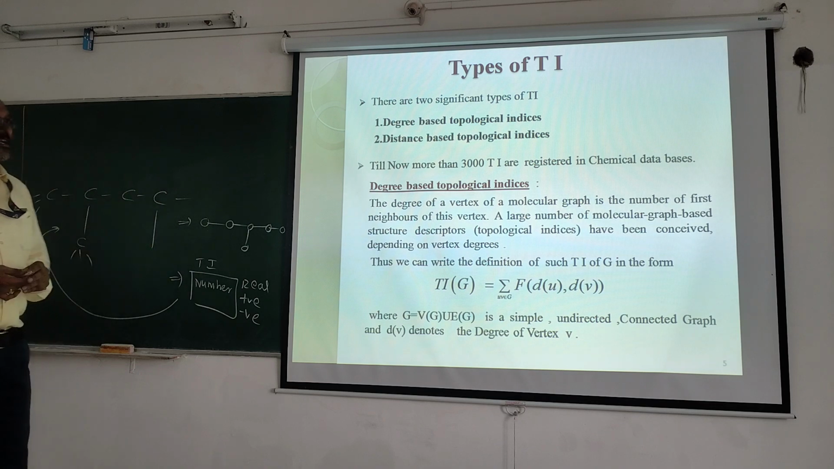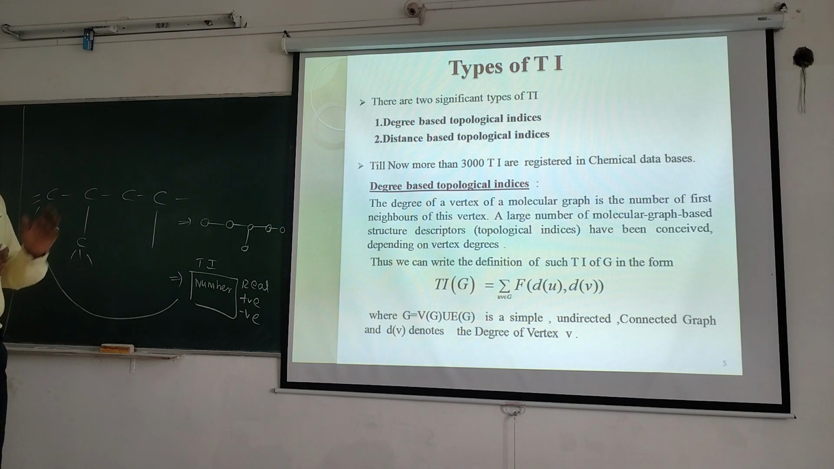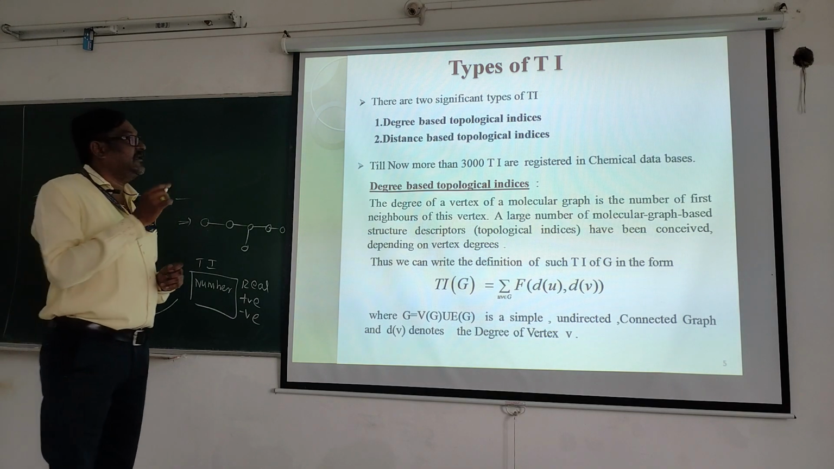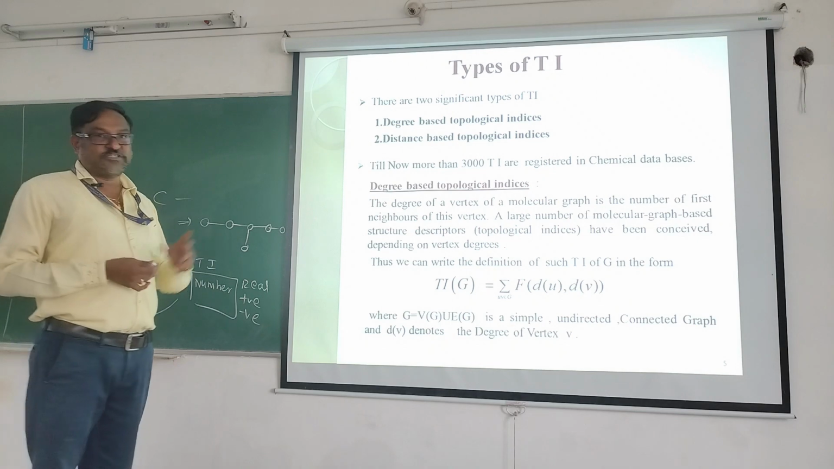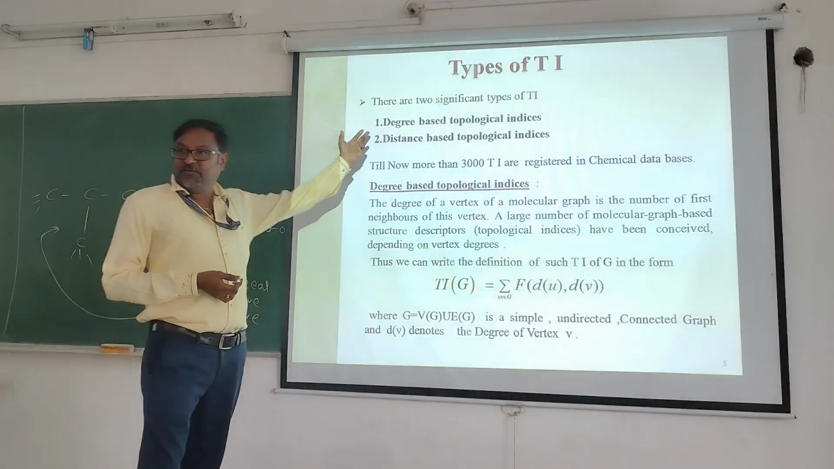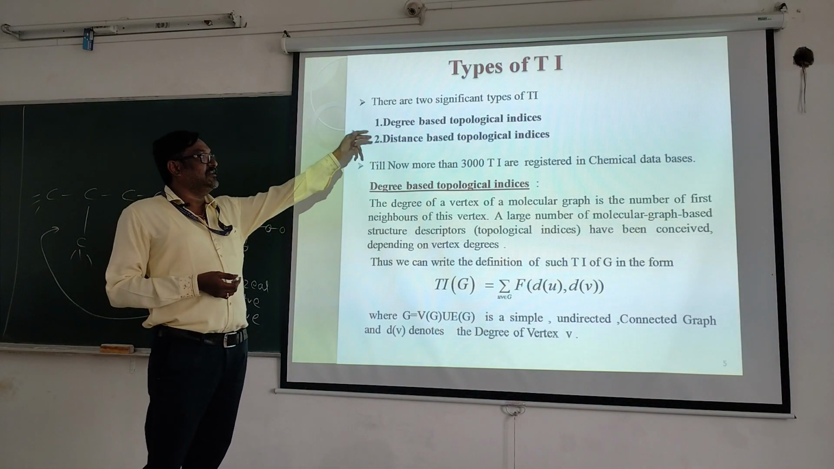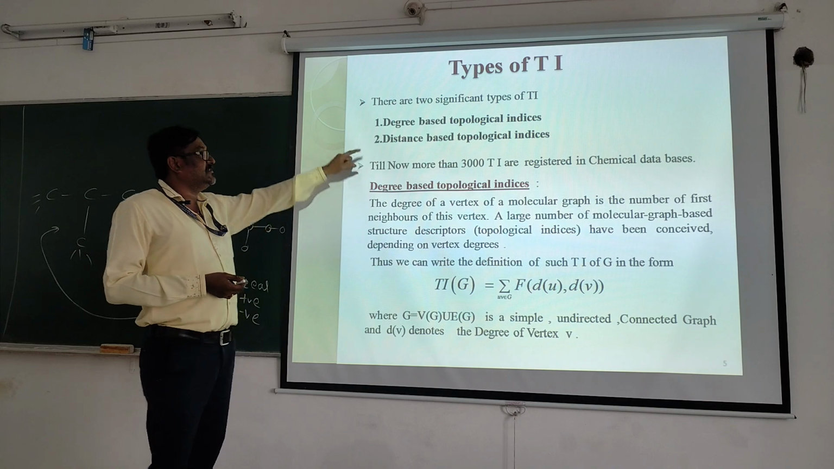These are the types we have. Based on their significance, we have divided topological indices into two significant types. The first one is degree-based topological indices. The second one is distance-based topological indices.